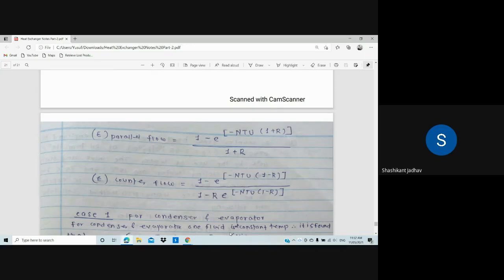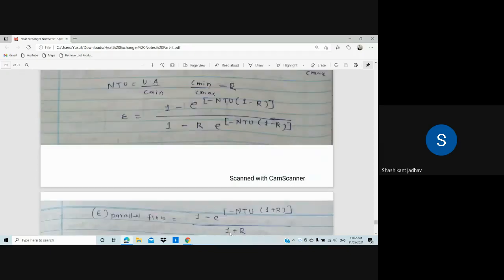Okay, so this is the equation for the effectiveness for the last slide. Yes sir, last slide. So this is the equation for the effectiveness for the counter flow heat exchanger.